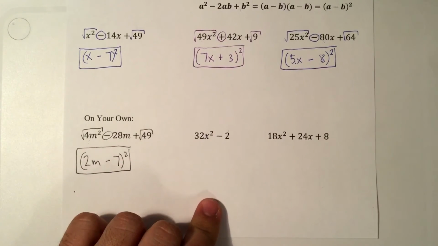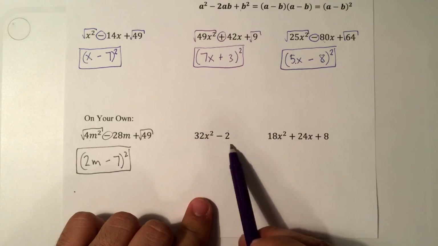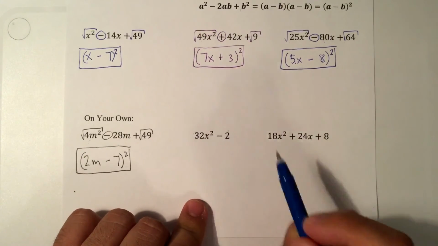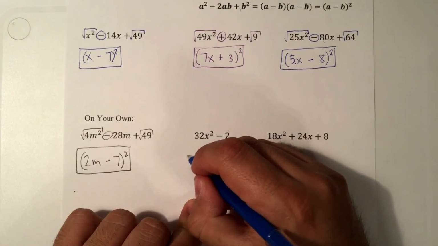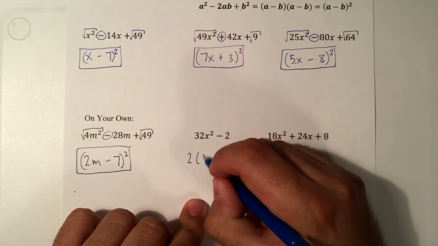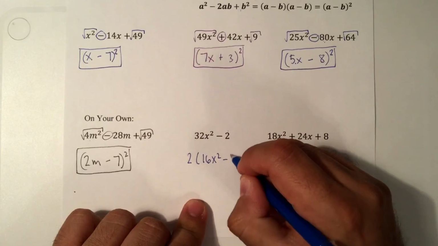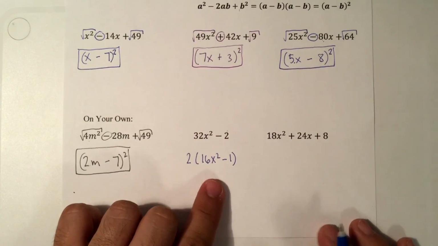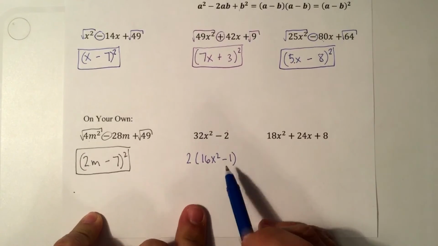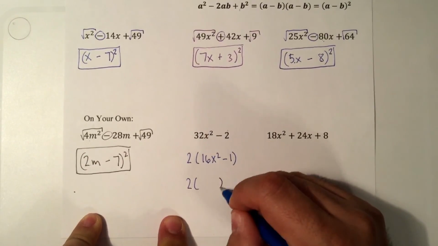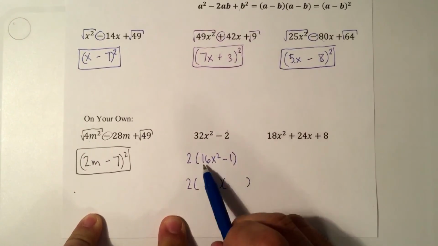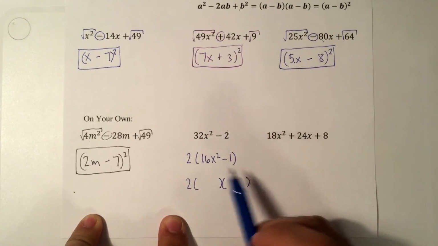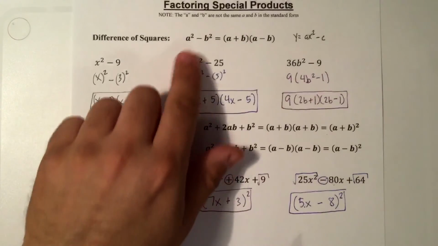Okay, second one. Is it in standard form? Yes. Is there a greatest common factor? Actually, there is. 32 and 2 are both divisible by 2, leaving me with 16x squared minus 1. Now, do I have a special factor? Yeah, this is a difference of 2 squares, right? So I'm going to put a 2 out front and two sets of parentheses. 16x squared and 1 are both perfect squares, and there is a minus. So we're looking right here at the difference of 2 squares.